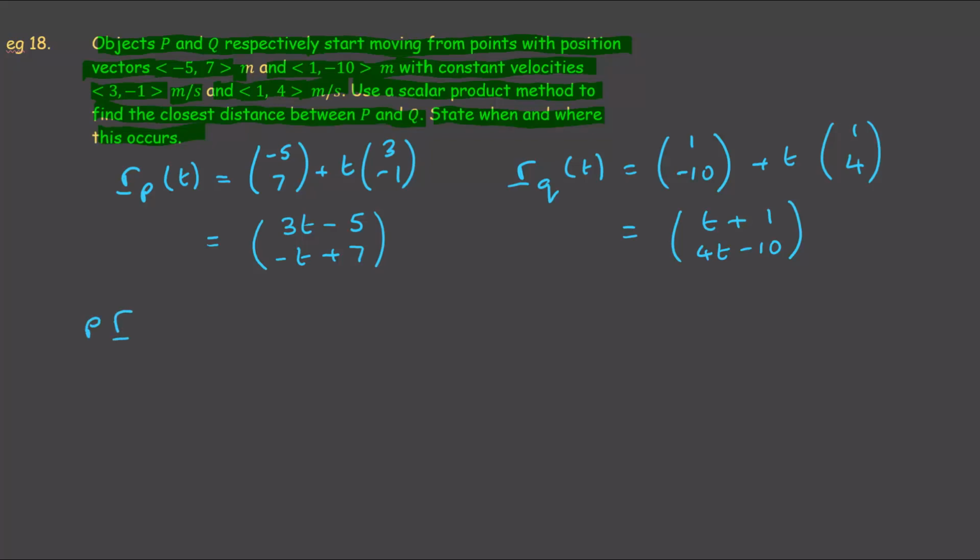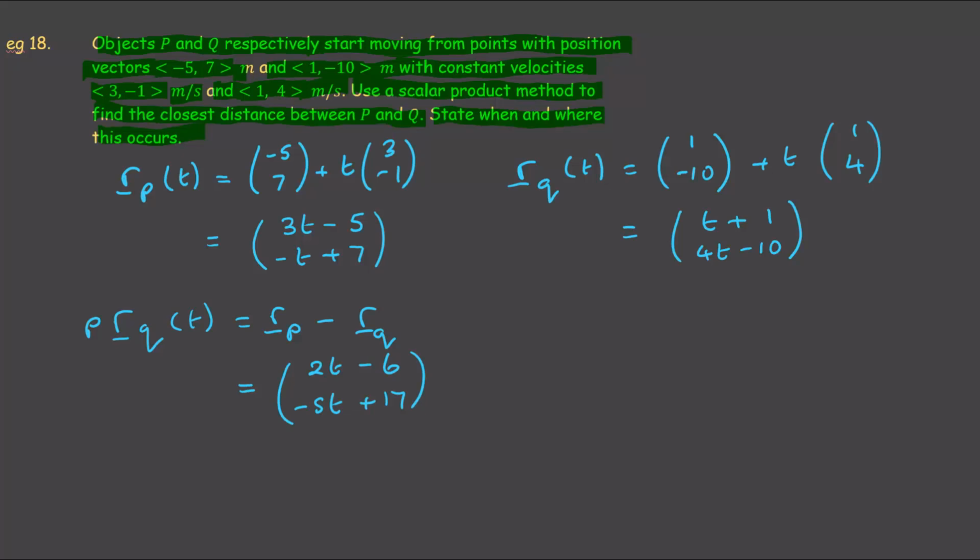Then P relative to Q at time t is going to be Rp take away Rq. So (3t - 5) take away (t + 1). So 3t take away t is 2t. -5 take away 1 is -6. And then -t take away 4t is -5t. And 7 take away -10 is plus 17.